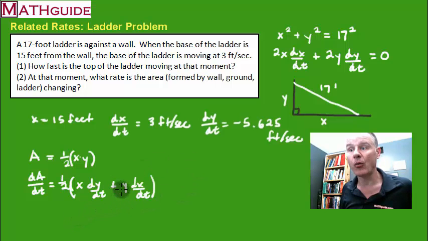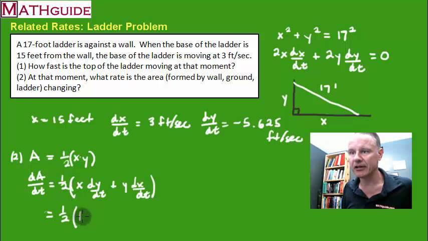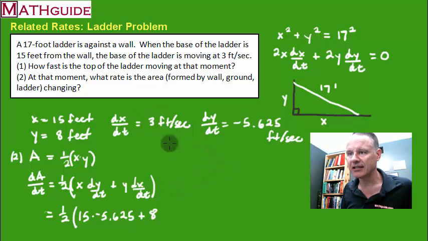Let's plug in what we know, because I want to know what the rate is. This is part 2. Plug in what you know. We know what x is. It's 15. I know what dy/dt is. I just figured it out. It's times negative 5.625 plus y. You know, I erased that? It was 8. That's right. After we did the Pythagorean theorem with 15, we found that it was an 8, 15, 17 triangle. I should put that down. So we know that this is 8. And we know dx/dt. dx/dt is 3.